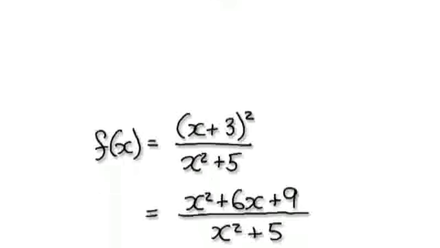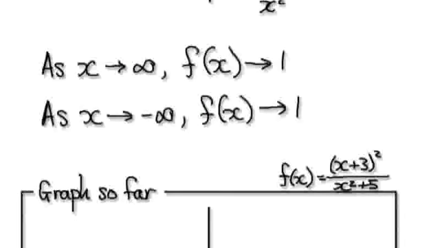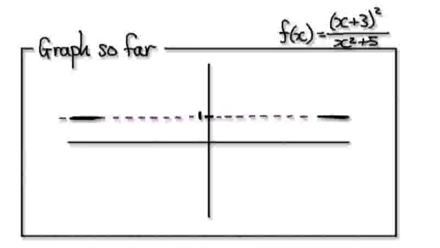So following on from the previous video, we got to this stage here. Our graph will look like this. As x tends to infinity, our graph will head towards 1, and as x tends towards negative infinity, our graph will also head towards 1. We now need to look at the critical points.